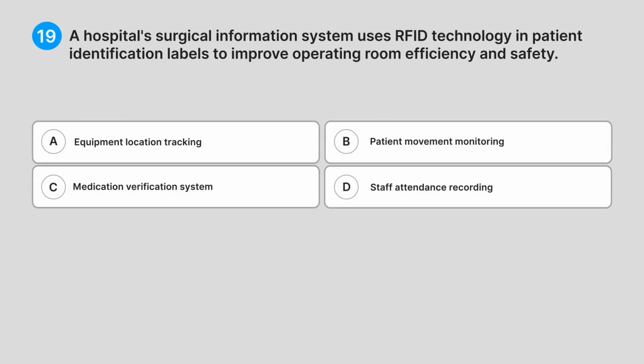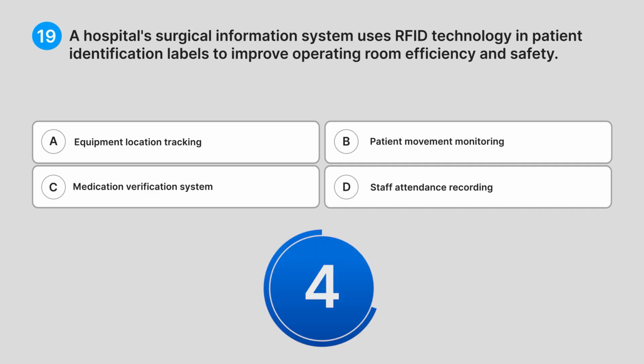19. A hospital's surgical information system uses RFID technology in patient identification labels to improve operating room efficiency and safety. A. Equipment location tracking. B. Patient movement monitoring. C. Medication verification system. D. Staff attendance recording. Can you guess the answer?